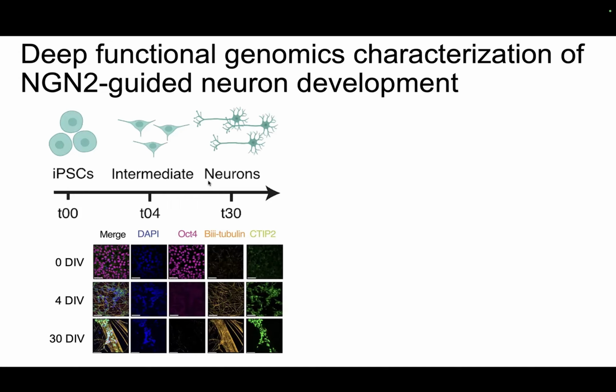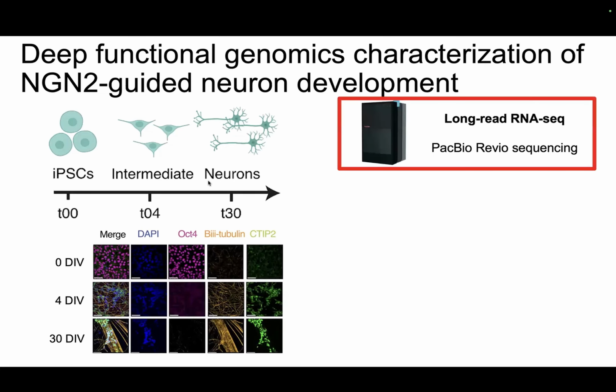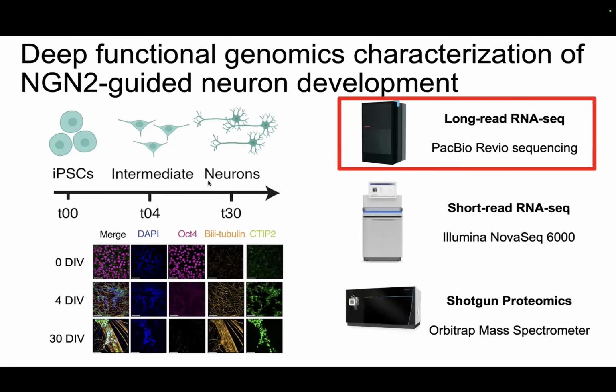Here we conducted a very deep functional genomics set of experiments to understand neuron development in great detail. We're using a classical system called the NGN2 system for growing human neurons in a dish from iPSC cells. From this system, we're collecting three types of data. We're collecting super deep long-read RNA sequencing data, I'll tell you more about that in a sec, and we also have paired short-read RNA sequencing data and shotgun proteomics data. But really, the linchpin data set of this talk is our long-read RNA-seq data.